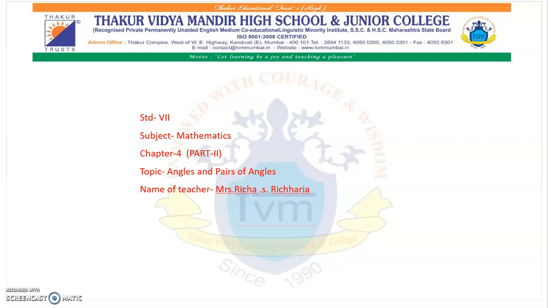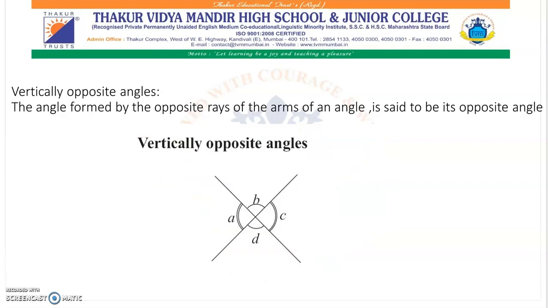Standard 7, Subject Mathematics, Chapter 4, Part 2, Topic Angles and Pairs of Angles. What is vertically opposite angles? The angle formed by the opposite rays of the arms of an angle is said to be the vertically opposite angle. We have learned in the previous slide in part 1, opposite rays form an angle.